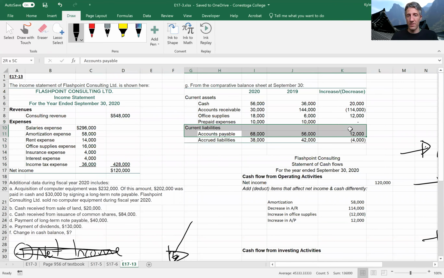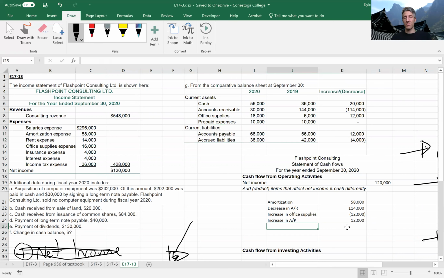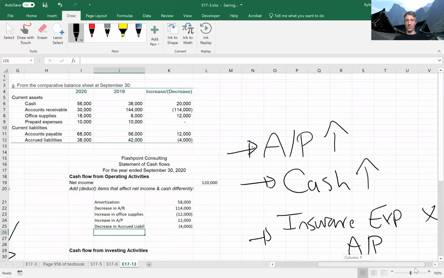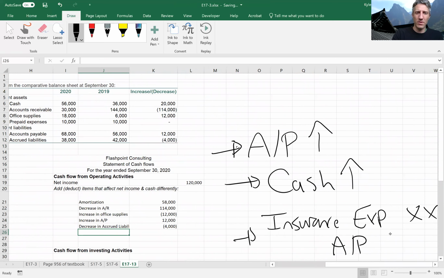And then we have accrued liabilities, same rationale, although this time it's a decrease. So decrease in accrued liabilities. And this, of course, is going to decrease our cash balance. So let me just get rid of this markup over here because I think I'm probably going to need it.